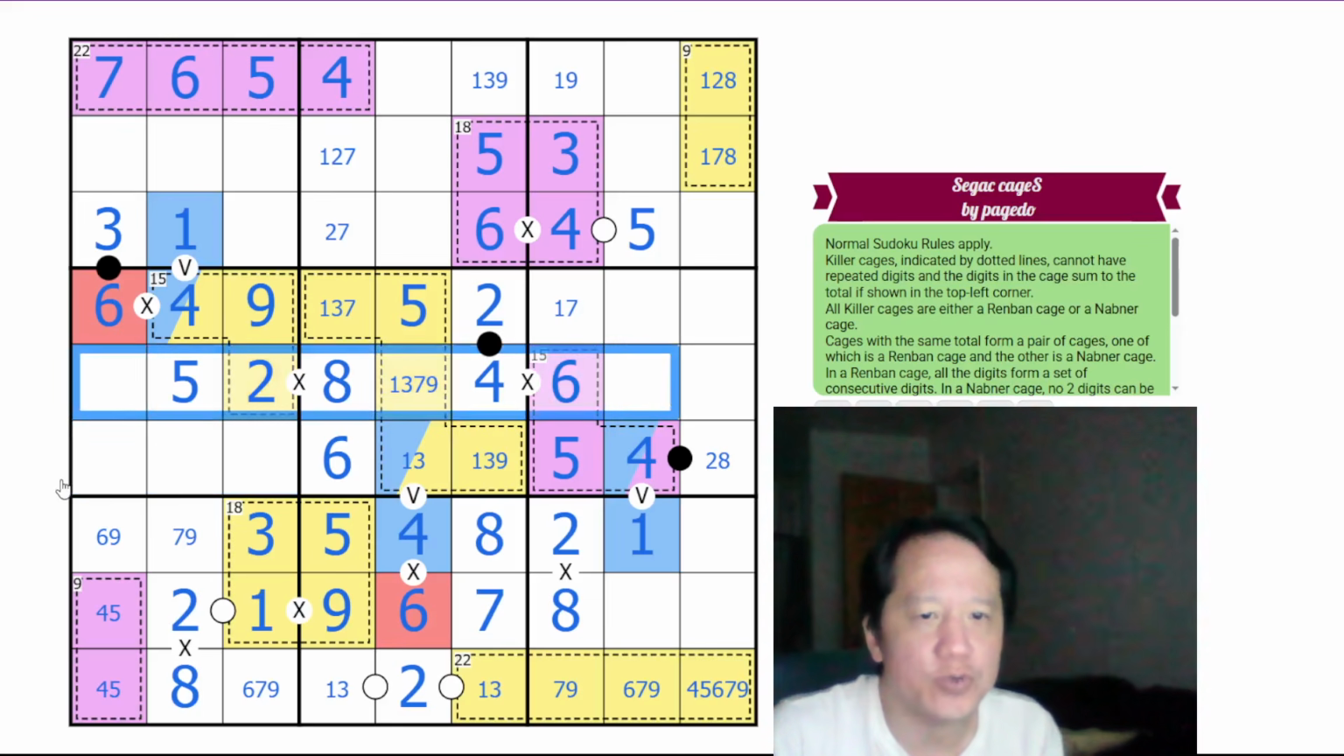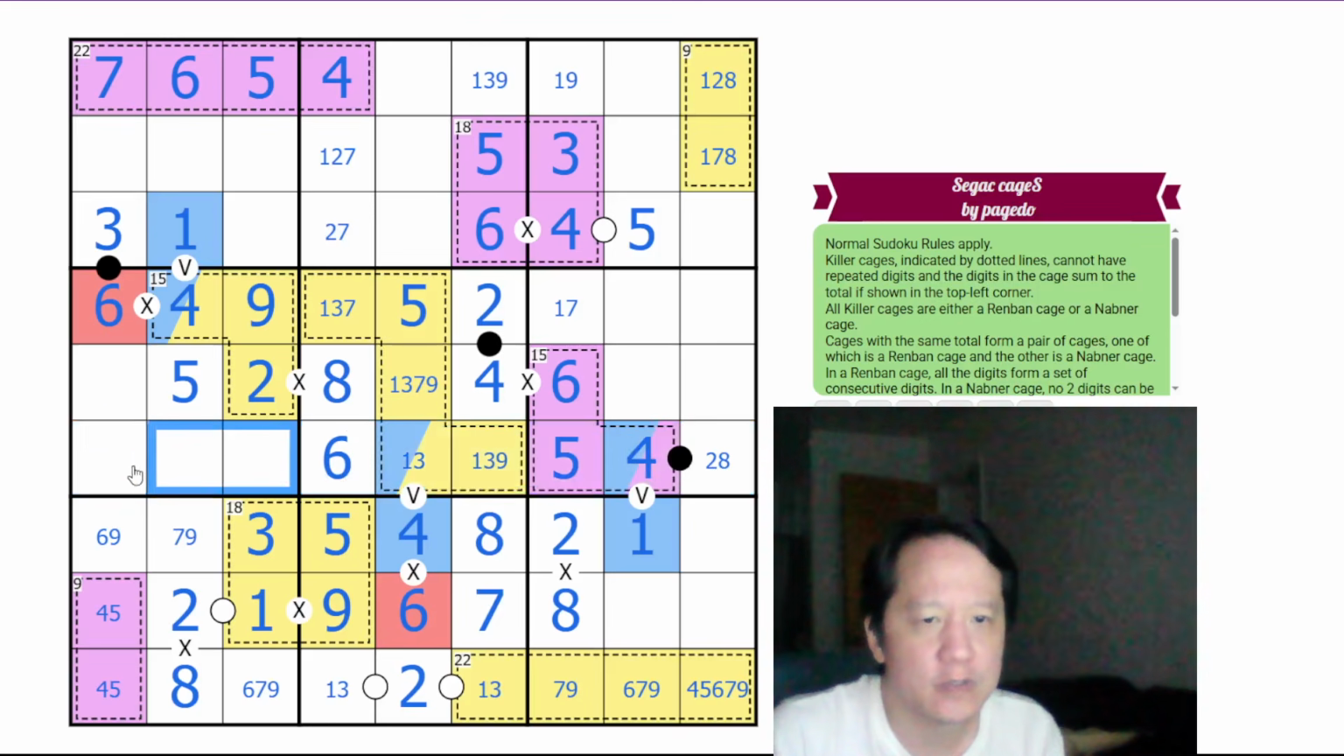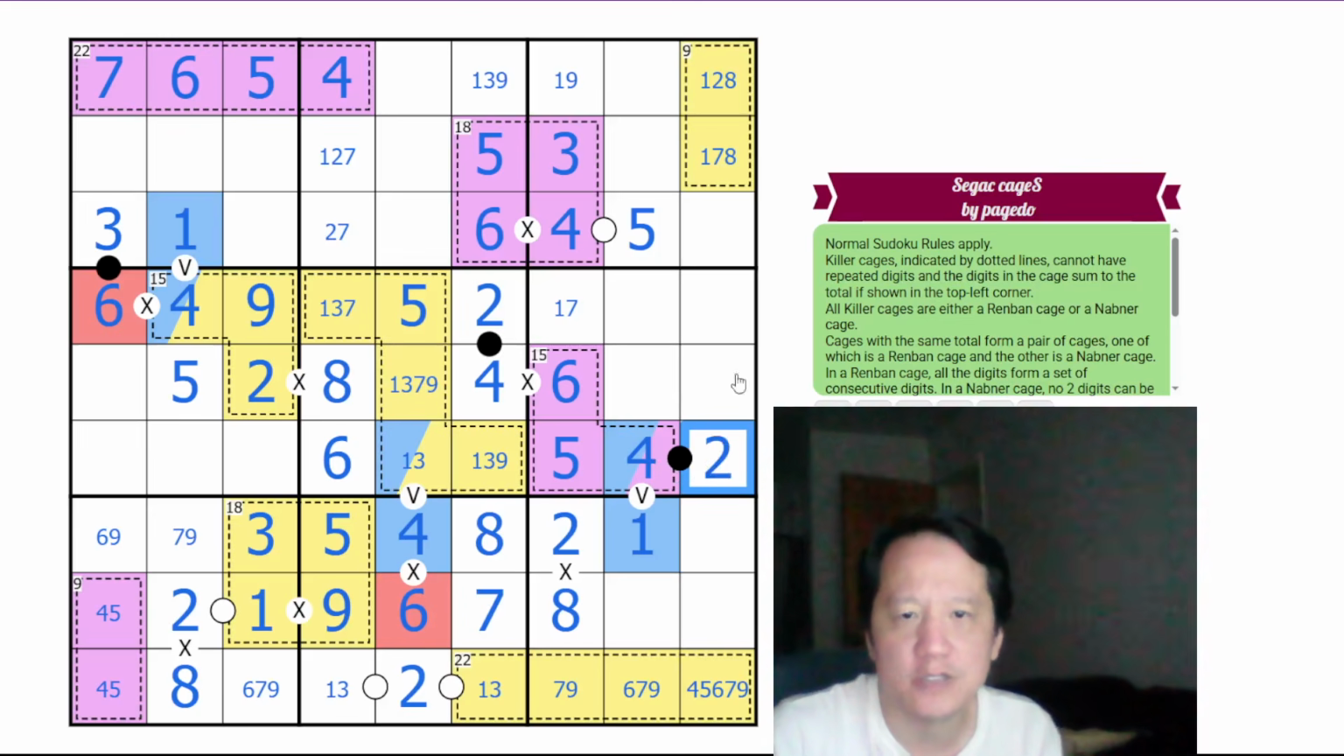Where is 2 in row 6? Can't be here because of 2's in the boxes. These are filled out, so 2 has to be here. Since this is 2, this cannot be 2 and 7 adding up to 9. It must be 1 and 8, which eliminates 1 and 8 in the rest of the box.